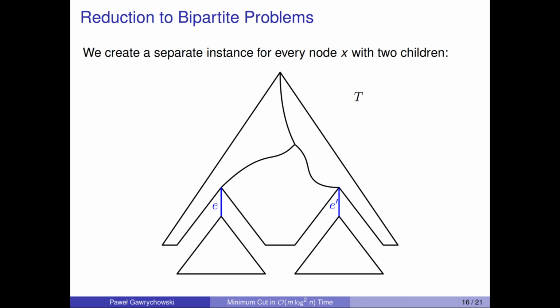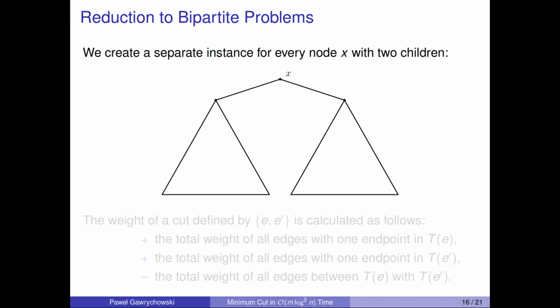So recall that we are in the case of independent edges, so we seek E and E prime that look like that. Let's think about the LCA and call it X. We will have a separate instance for every node of T, so in particular we have an instance of the new problem for X. And somehow this instance should be responsible for finding E and E prime. So let's think about the weight of the cut defined by E and E prime.